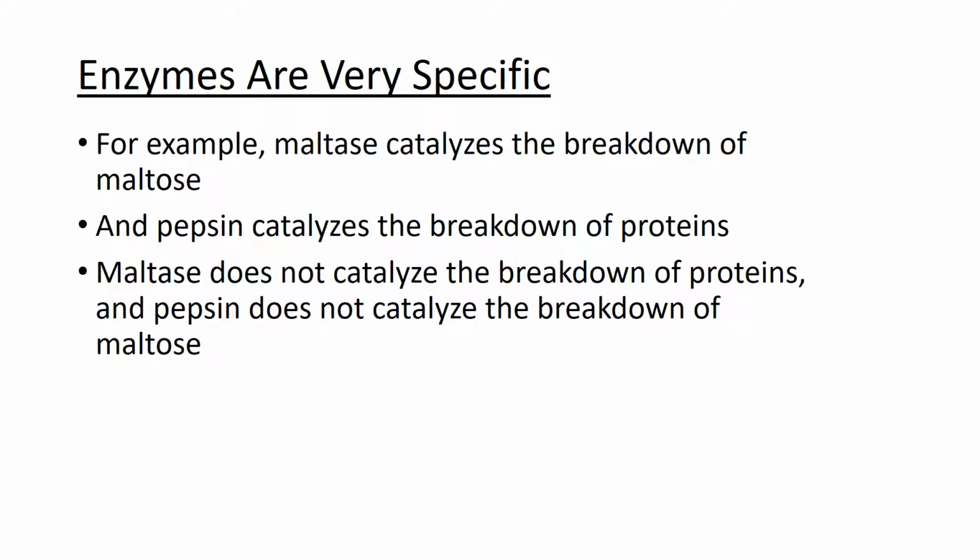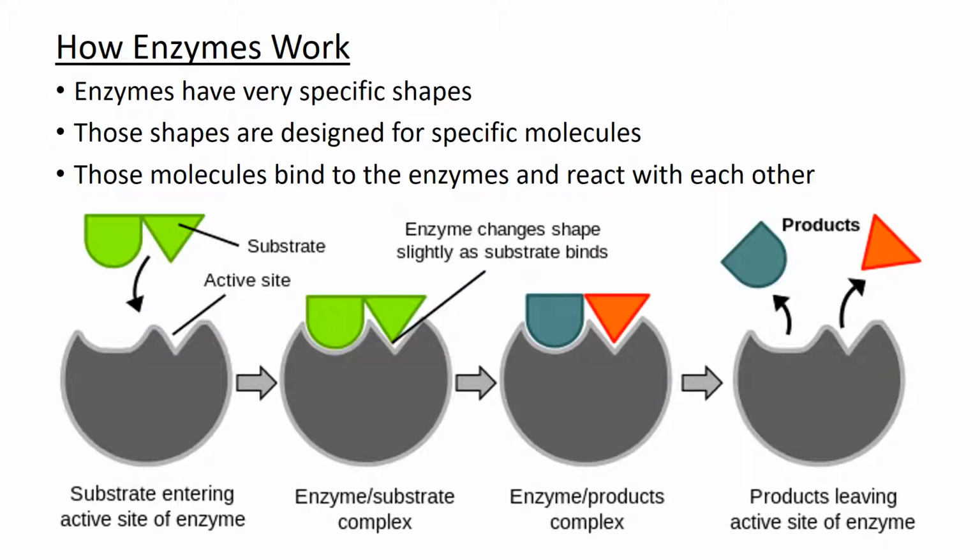For example, maltase is an enzyme that catalyzes the breakdown of maltose, a carbohydrate. And pepsin is an enzyme that catalyzes the breakdown of proteins. But you can't swap these enzymes out for each other and get the same reactions. Maltase does not catalyze the breakdown of proteins, only maltose. And pepsin does not catalyze the breakdown of maltose, only proteins. That's what we mean when we say enzymes are very specific, or that's one of the several ways in which they're specific.